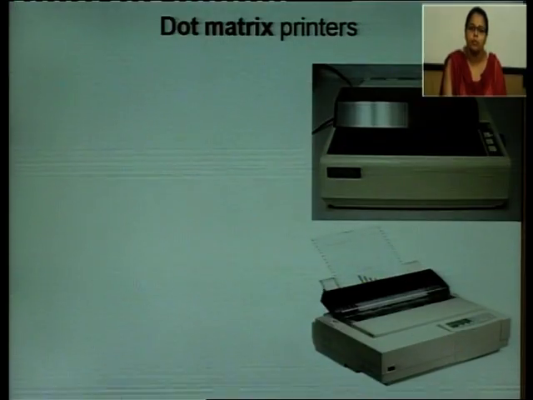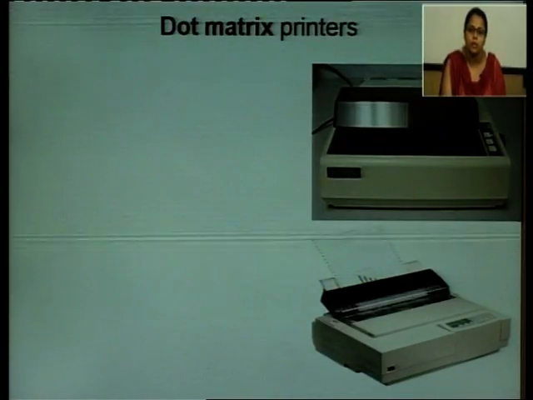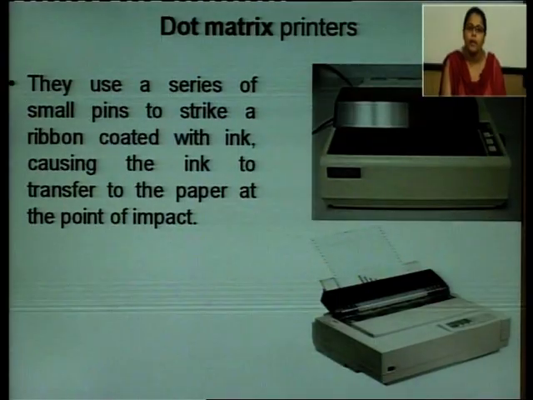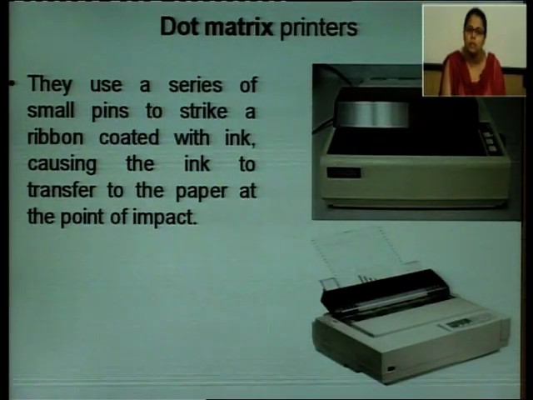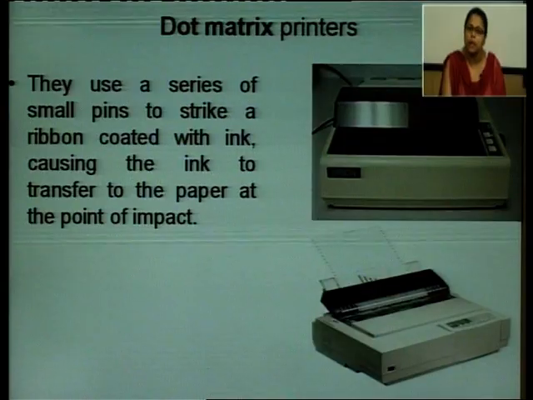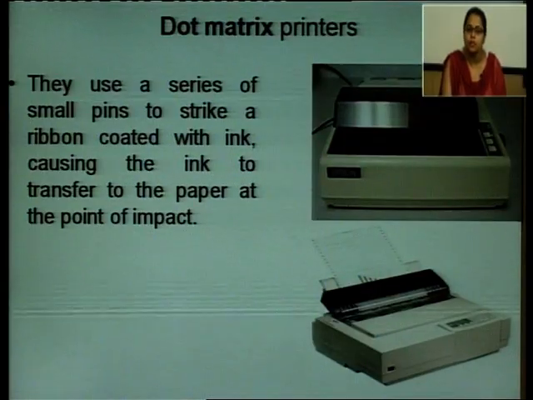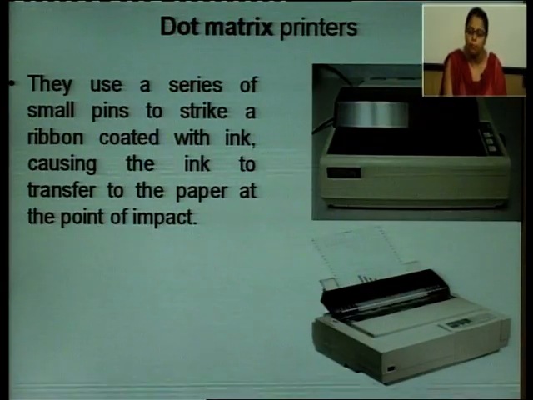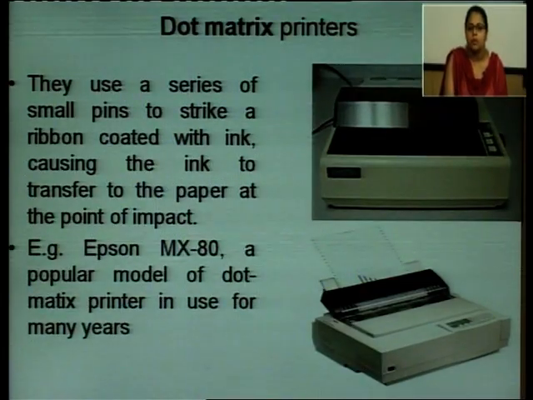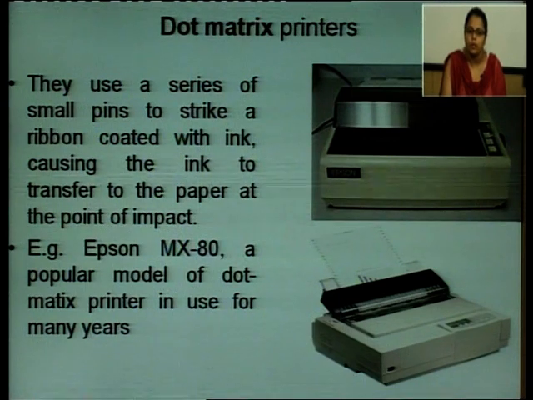The next type of impact printer is the dot matrix printer. They use a series of small pins to strike a ribbon coated with ink, causing the ink to transfer to the paper at the point of impact. An example is the Epson MX80, which was a popular model of dot matrix printer.